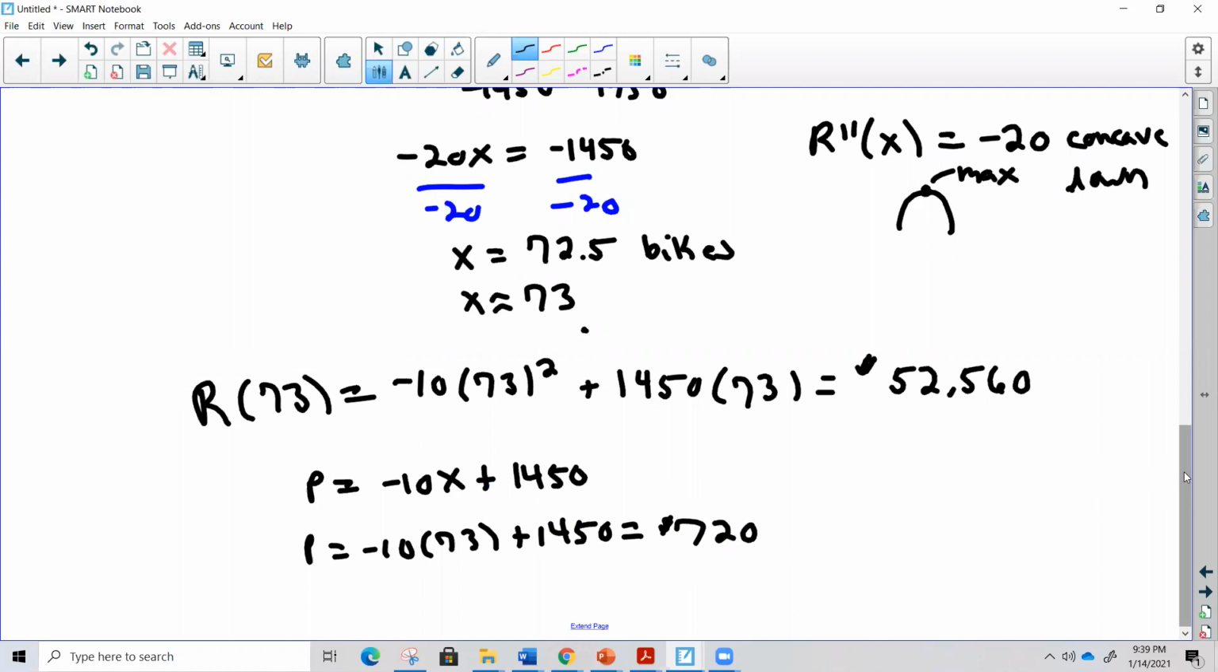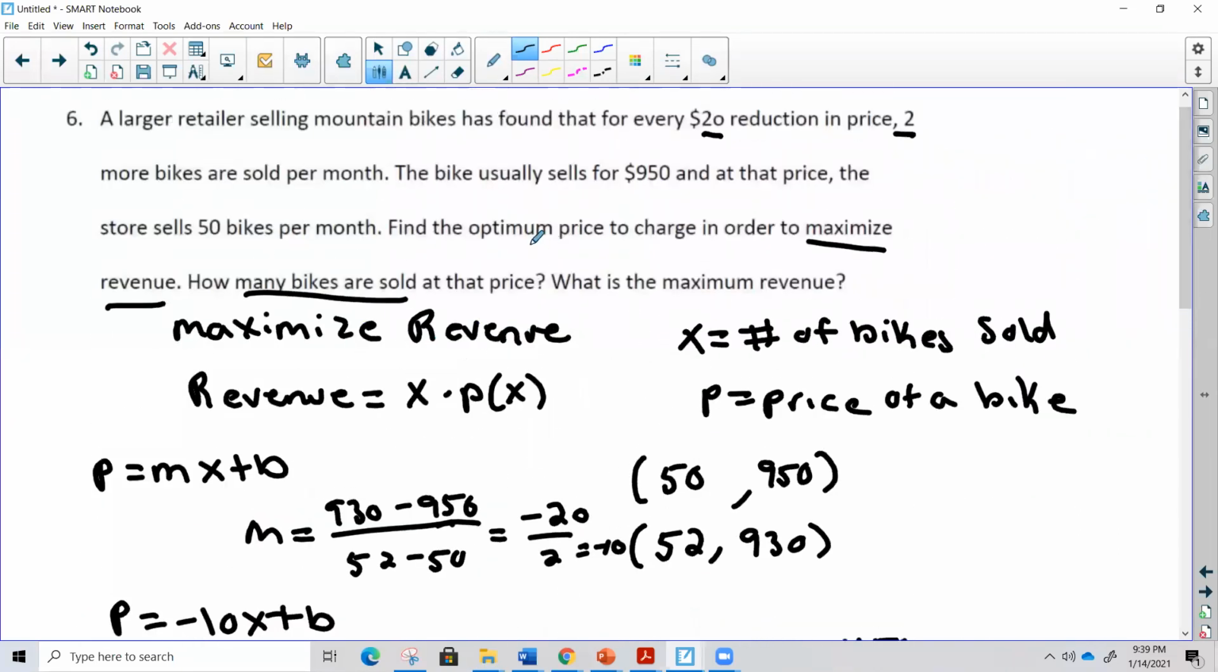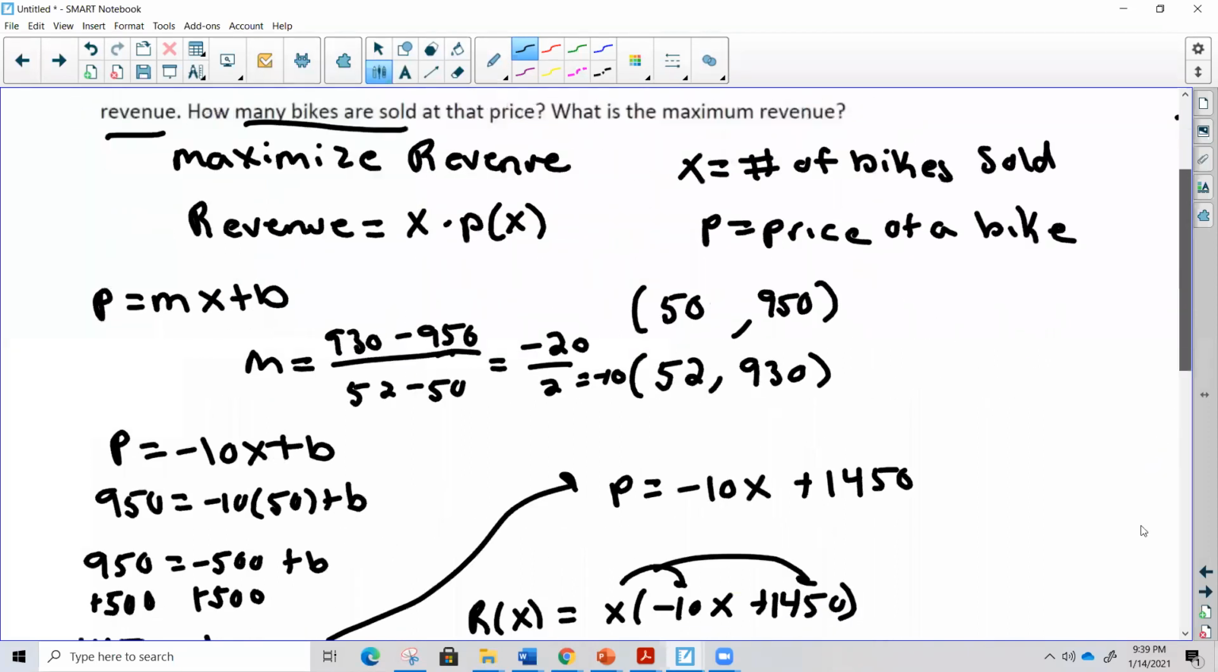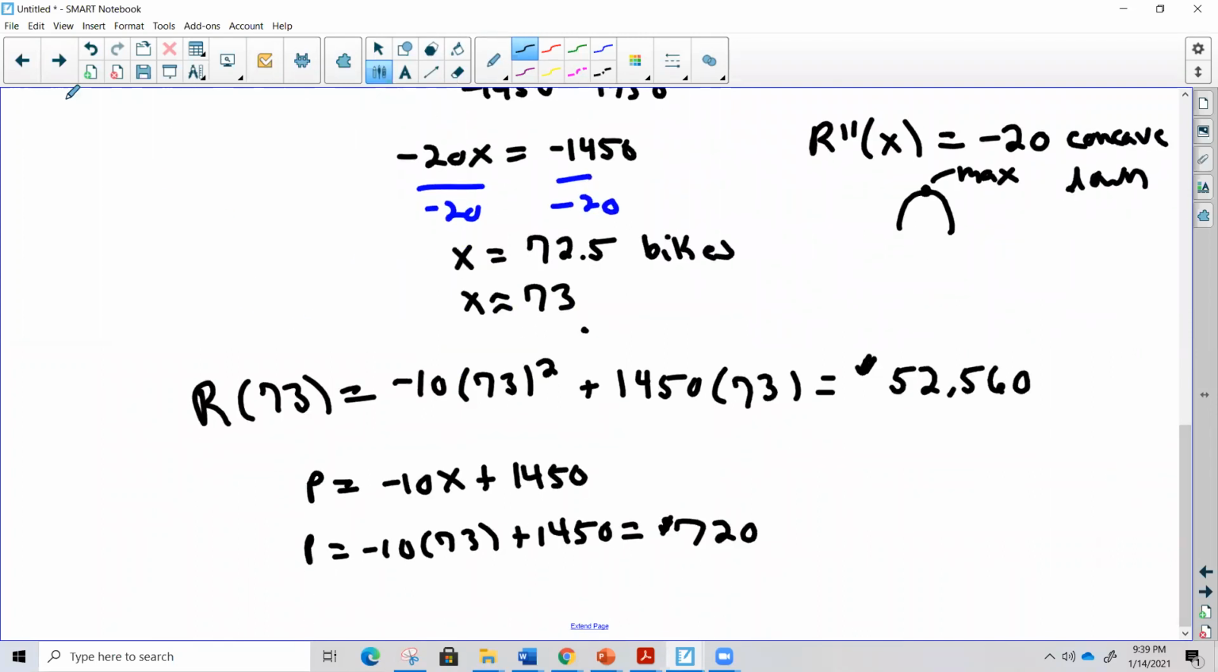So just make sure you answer all parts of the question. So just to go back, they asked us for the optimum price, which is what we just found, how many bikes are sold, which was the 73, and the maximum revenue, which we found to be the $52,560.